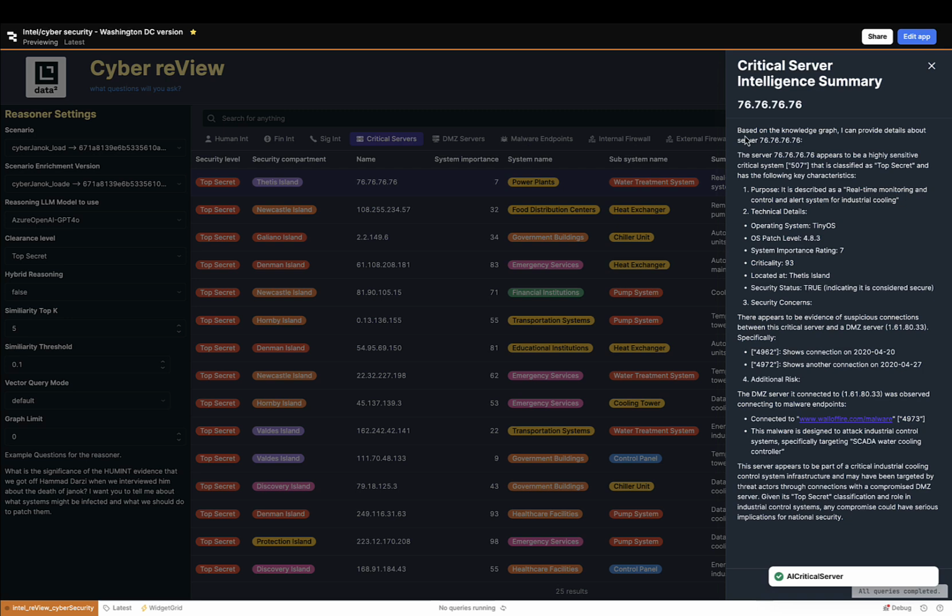Oh, the answer came back here. What this is saying is, it's looking at this server and it's able to identify it's a top secret server, and we're reasoning right now from a top secret level, so we're seeing access to all information. You can change that to drop the level, but it's able to come in with a summary of what's on the machine. It appears there are some suspicious connections between this critical server and a DMZ server.